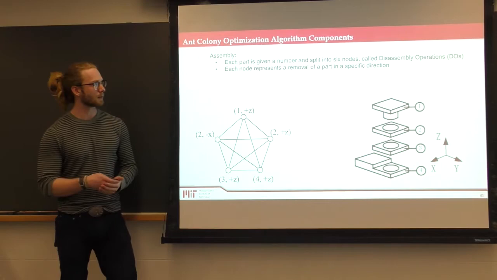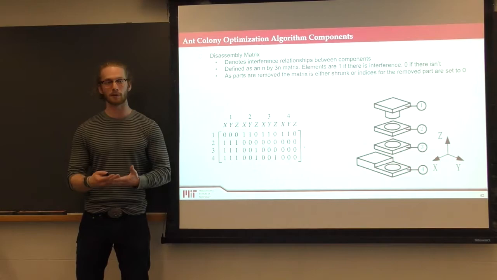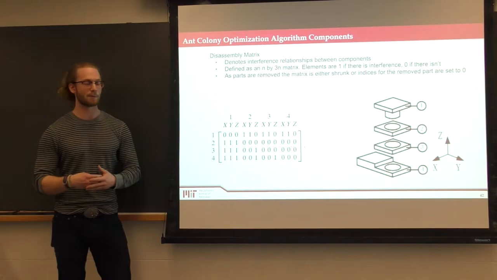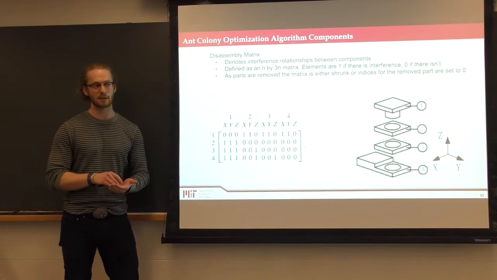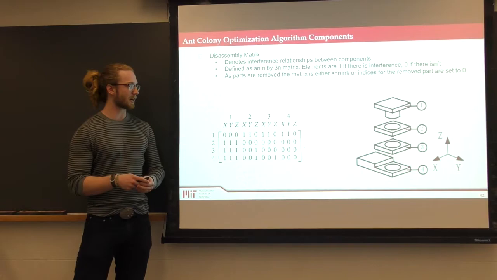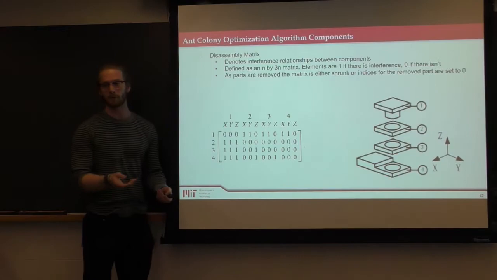We also have the most important part of the algorithm, which is the disassembly matrix, or DM. So it defines the interference relationship between components. It's an n by 3n matrix. We actually, in our implementation, in our example, model it as an n by n by 3 matrix to make it a little more intuitive. And the way it works is index a, b, k represents whether or not part B interferes with the removal of part A in the K direction. So if we want to see if part two is prevented from being removed in the Z direction by part three, we go to part two, we go to part three, check the Z direction. We see zero here, so we know there's no interference there.